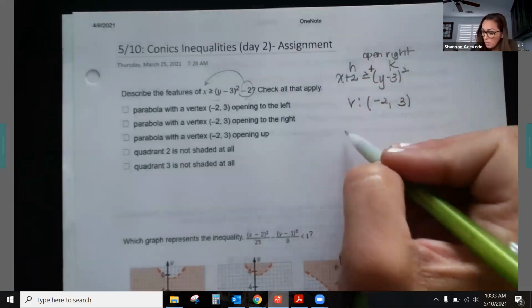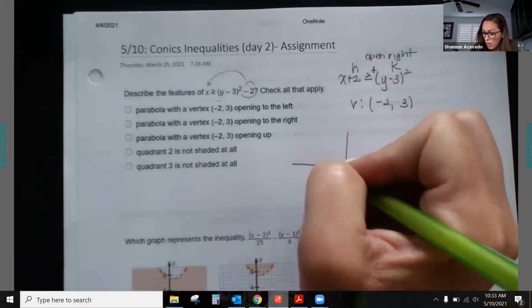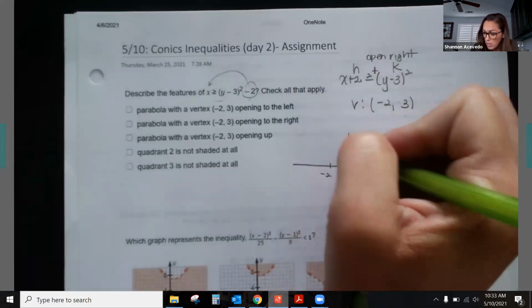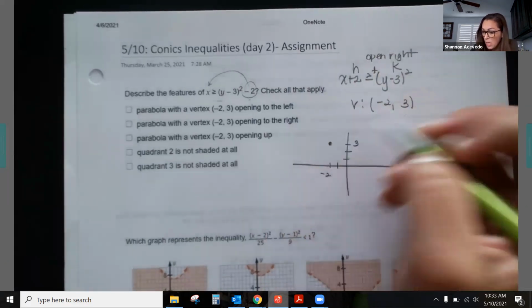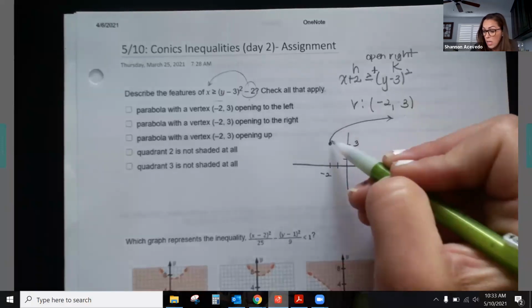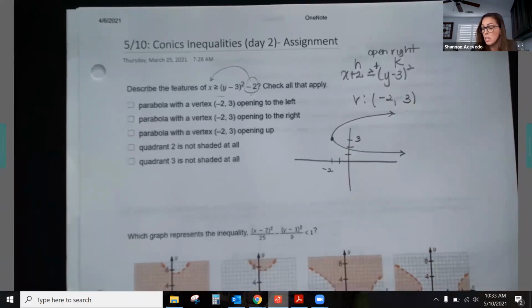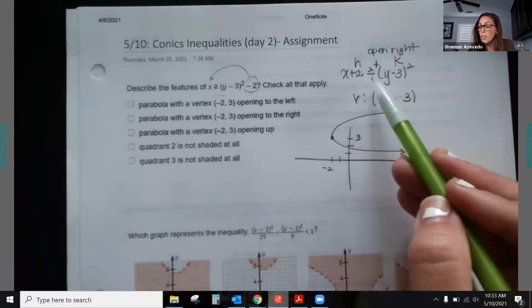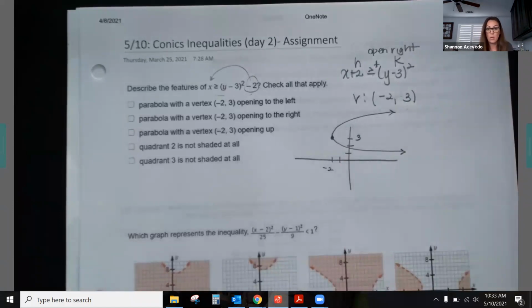So my graph would look something like this. I'm going to go -2, then up 1, 2, 3. There's my vertex, and it's going to open right. It's equal to, so remember, if it's equal to, it's a solid line. If it wasn't equal to, then it would be a dashed line. It says greater than or equal to, so now my question is, where do I shade? I need to figure that out.